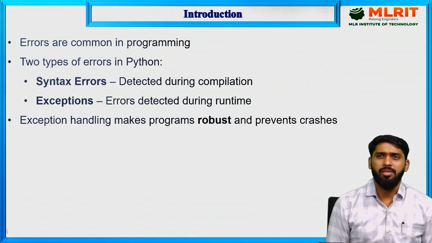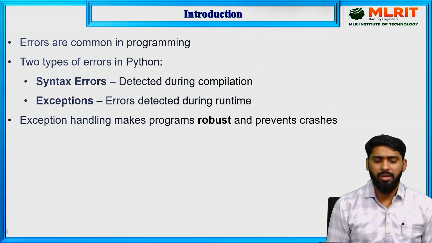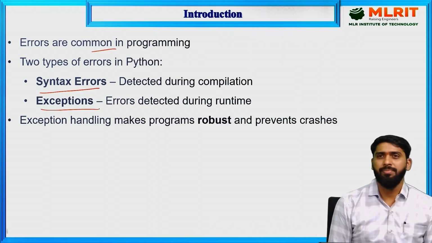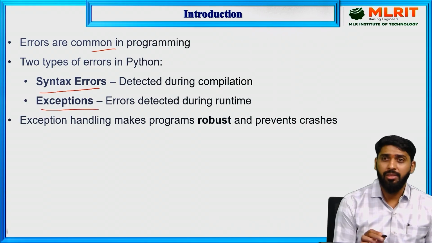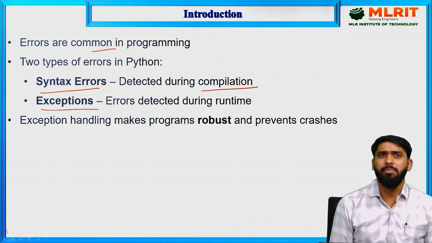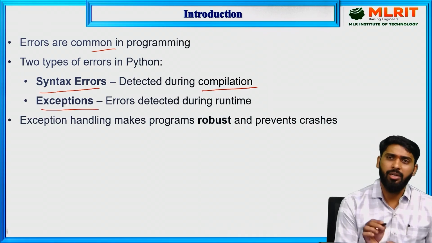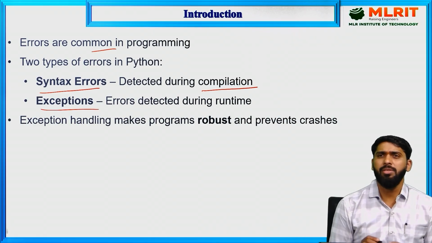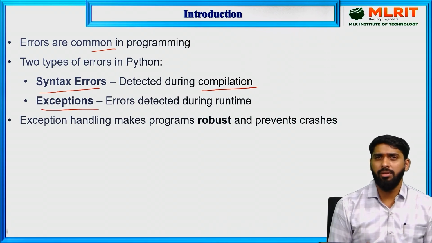Introduction. Normally, while writing programs, errors are common in programming. There are two types of errors in Python. One is syntax errors, the second one is exceptions. Syntax errors are the errors we find while compiling the program. That means we detect these syntax errors during compilation. For example, if you are not following indentation, then it will give an error. If you are not following the rules of a language, those errors we call syntax errors.